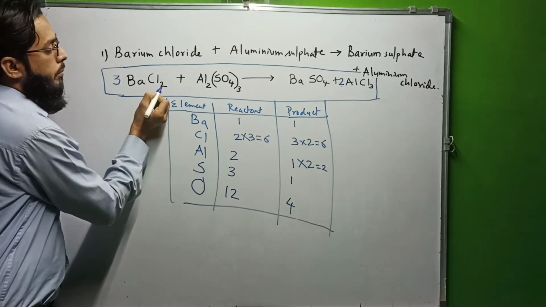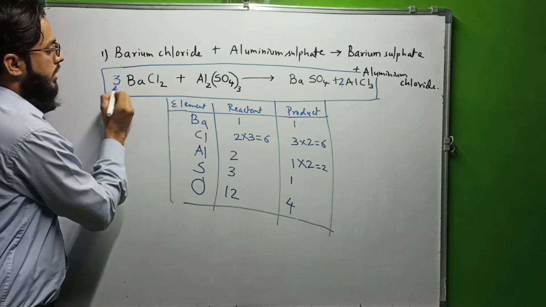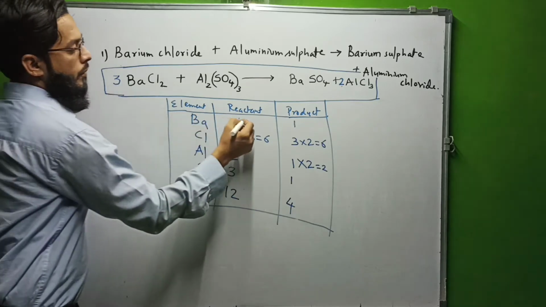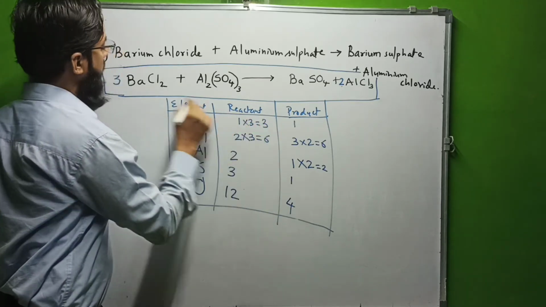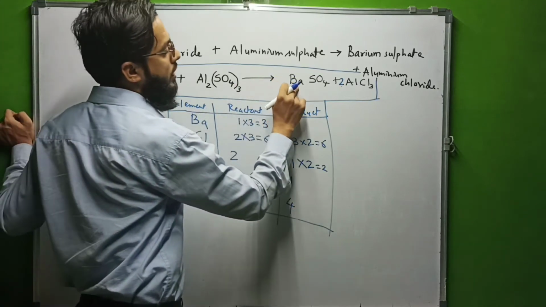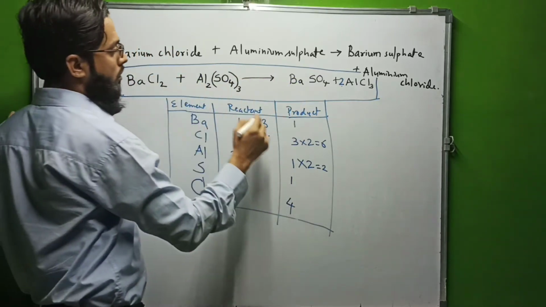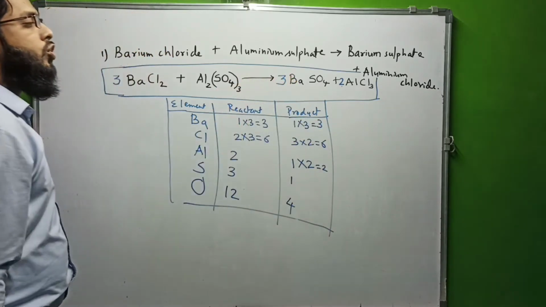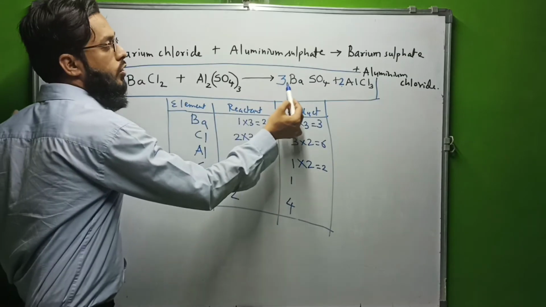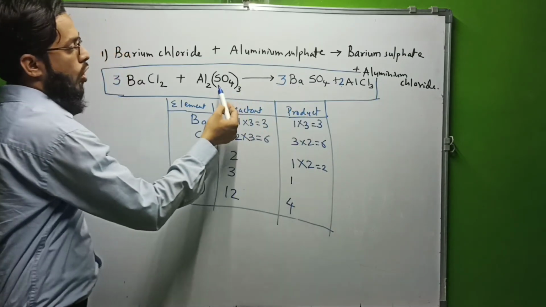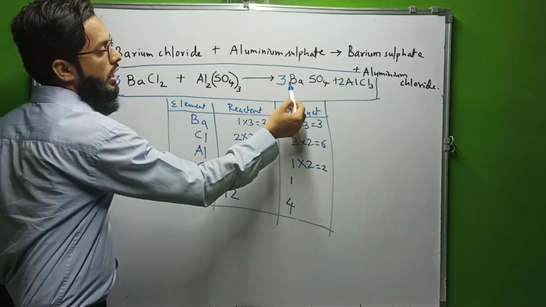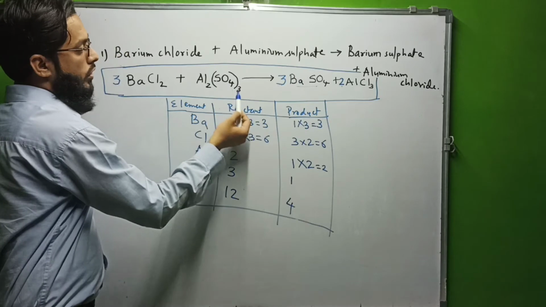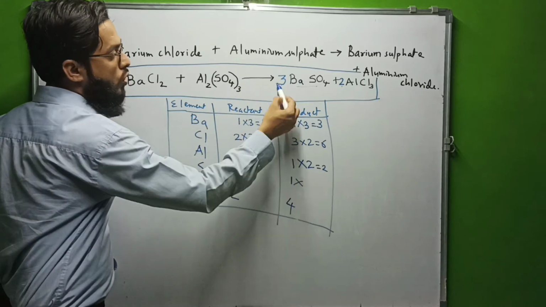Now while making the chlorine atoms 6, 3 2s are 6, we have changed the barium. Barium was initially 1, so now it becomes 3. So 3 BaCl2. But now on the product side we have only 1 Ba, so we multiply by 3. It will become 3 Ba. So now barium becomes 3. Now let's talk about sulfur. This 3 is for everything. 3 Ba, 3 sulfur. Here also 3 sulfur.